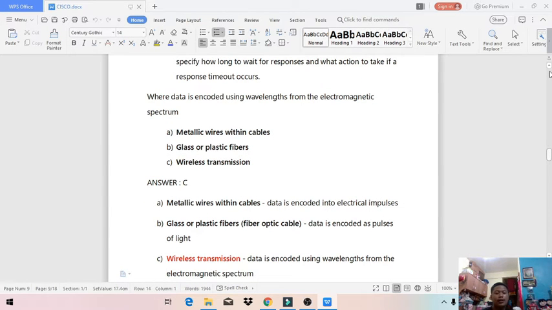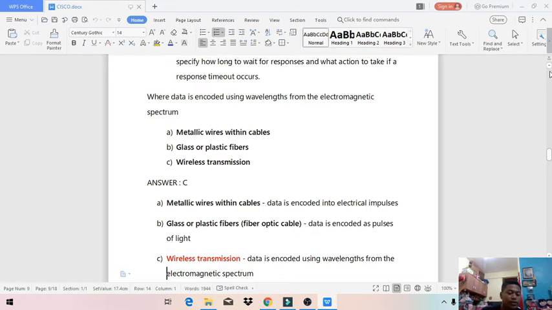Next is where data is encoded using wavelengths from the electromagnetic spectrum. Letter A, letter B, and letter C: metallic wires within cables, glass or plastic fibers, wireless transmission. The correct answer is letter C, the wireless transmission.